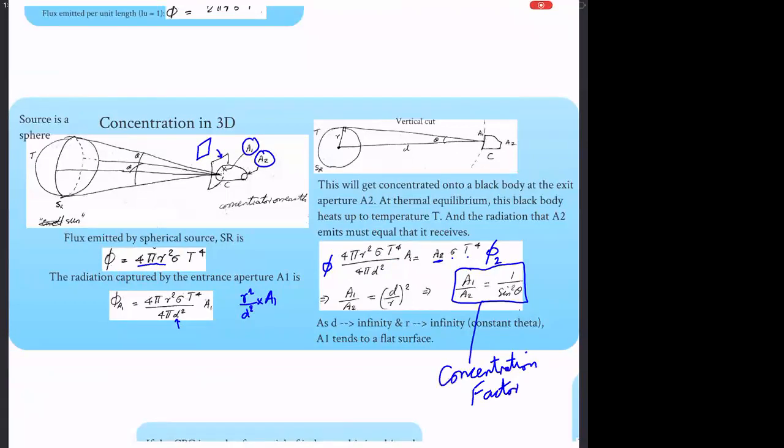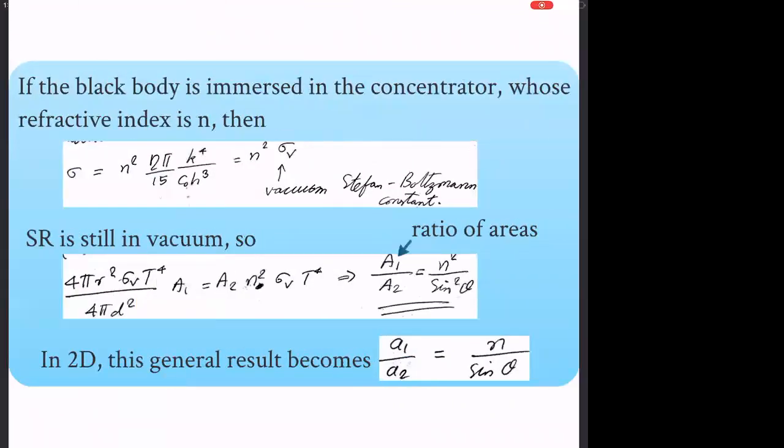So again, you see in 3 dimensions that the concentration factor is inversely proportional, not to this 1 sine theta, but to sine squared theta. So it's more sensitive. Now, if the black body is immersed in the concentrator, in other words, if you have a refractive index that's larger than 1, then you have to take that into account. This becomes important in certain situations.